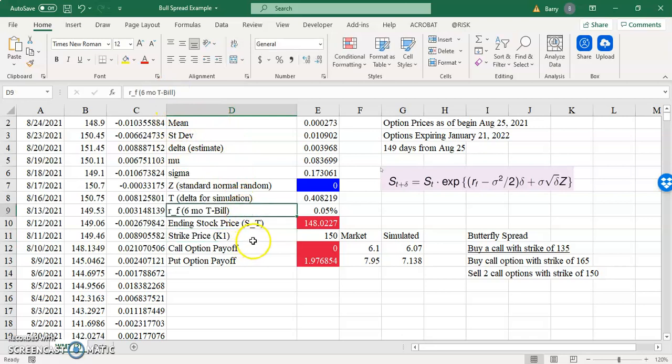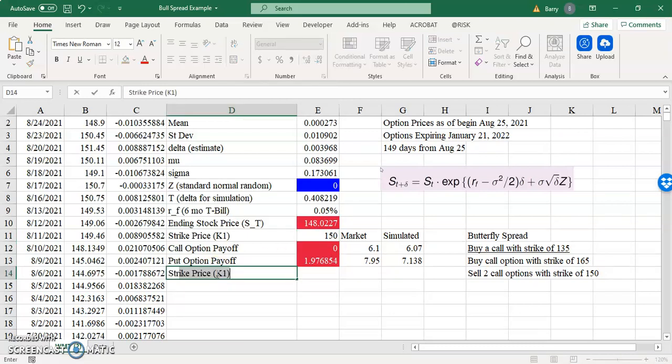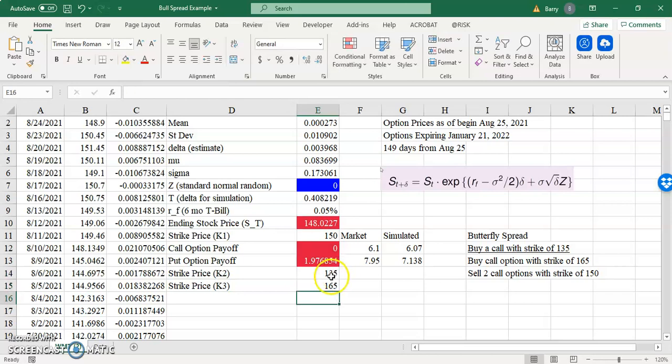This worksheet already has an option payoff built in for a call option with a strike price of 150. And then we'll have two additional options. So we'll have strike price K2 and strike price K3. 135, 165. Now, we need to look up the prices for these options.